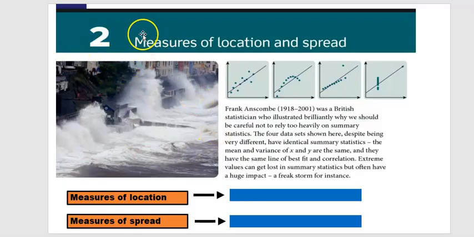So as we talk about measures of location and spread, what comes to your mind when you hear measures of location and spread? We are going to focus on several things. We will look at measures of central tendency in terms of the mean, the mode, the variance, the standard deviation of the data, and we will look at how far the data can be spread out.